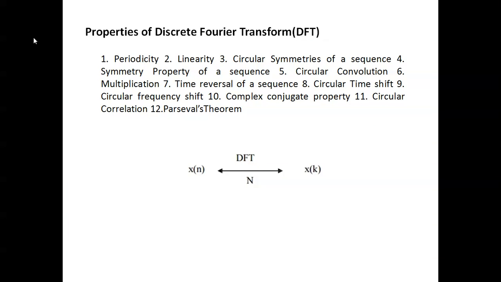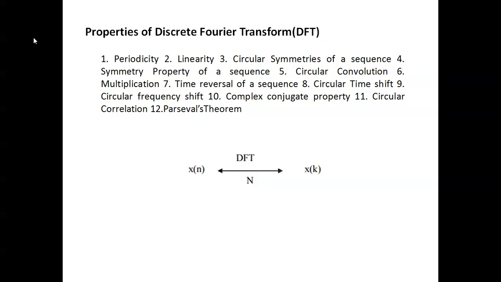Properties of discrete Fourier transform. So: periodicity, linearity, circular symmetry of sequence, symmetry property of sequence, circular convolution, multiplication, time reversal of sequence, circular time shift, circular frequency shift, complex conjugate property, circular correlation, Parseval theorem. So these are the properties of DFT.